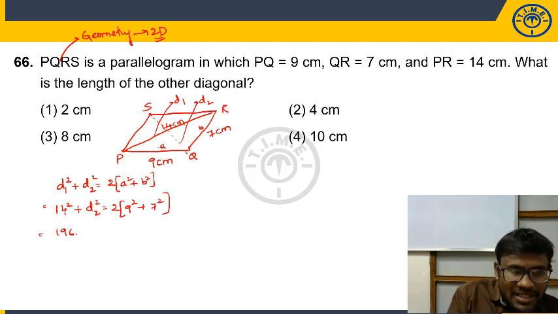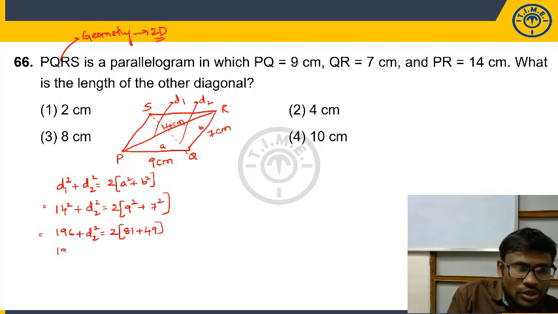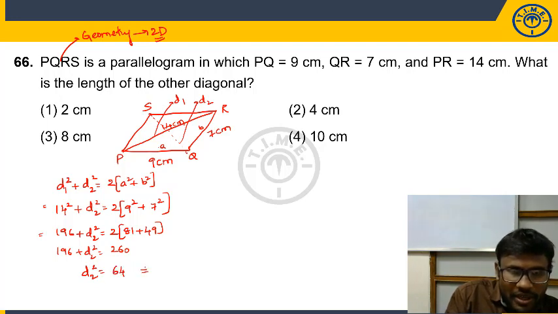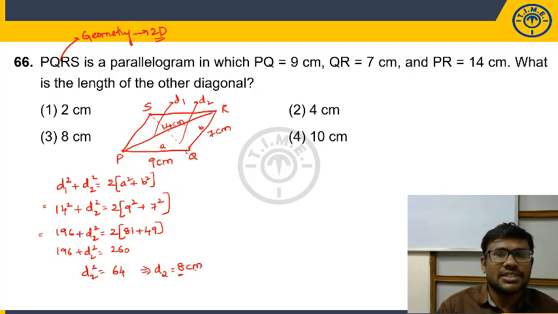So 196 plus D2 square is equal to 2 into 9 square 81 and 7 square 49. So 196 plus D2 square is equal to 2 into 130, that is 260. So what is your D2 square? 64. From this, I can write my diagonal as square root of 64, that is 8 centimeters. Which option is your answer? Option number 3. I hope this is clear for you. Okay. Let us get into the next question.